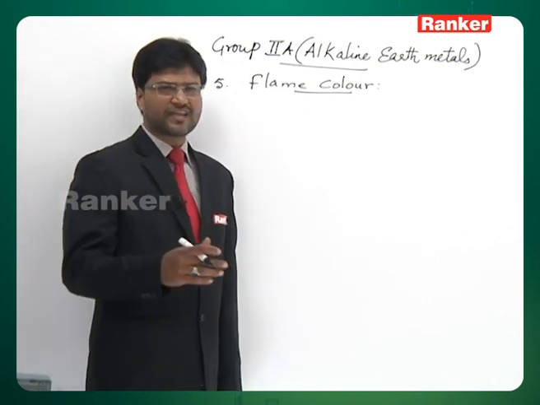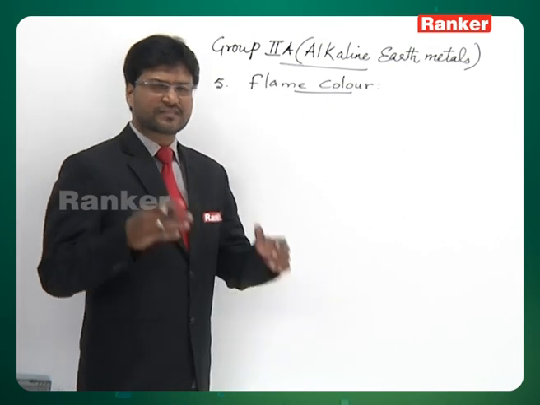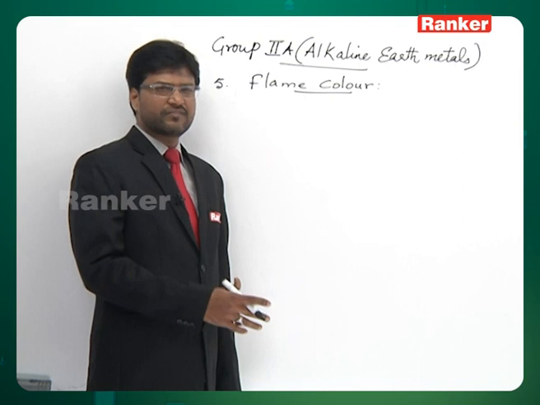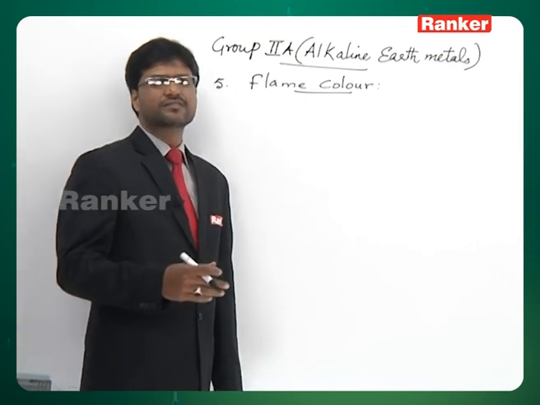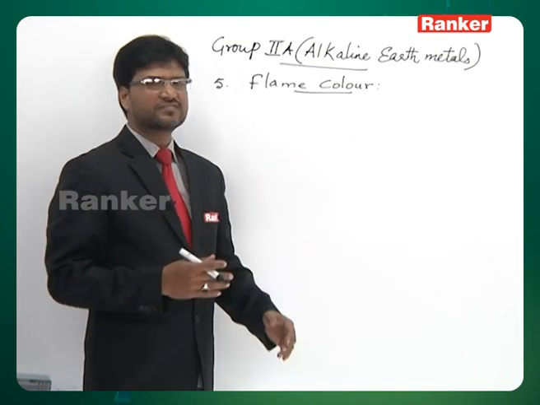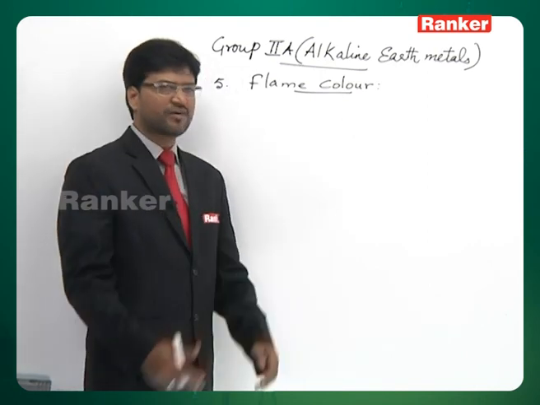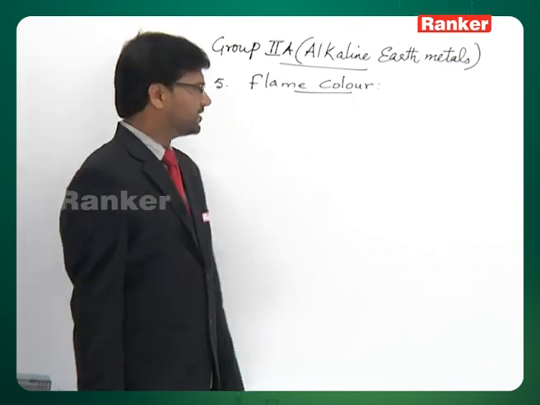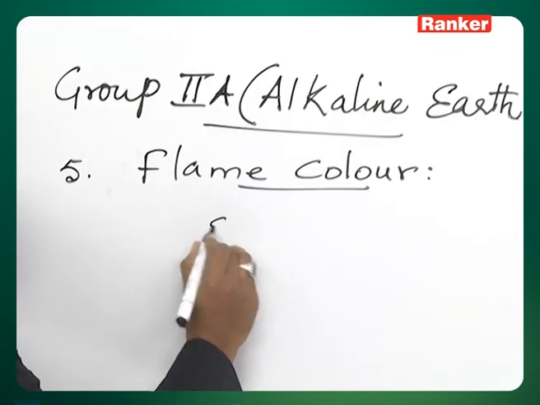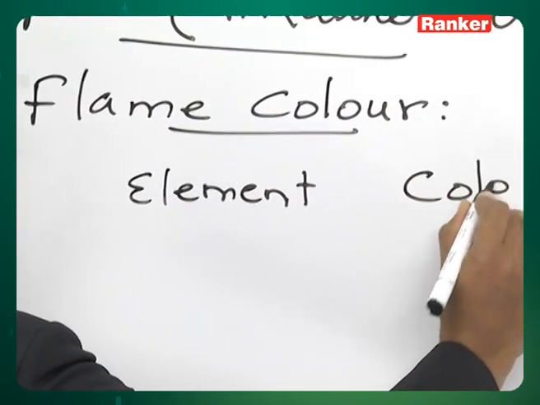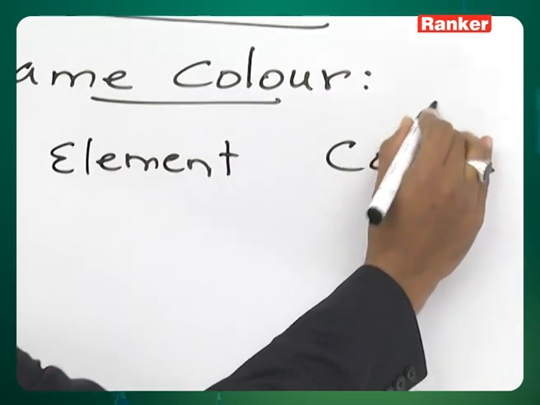The color arises, as I told you in the case of alkali metals, due to excitation and de-excitation of electrons. When it takes up heat from the flame and the electrons go into an excited state, they come back to the ground state and lose energy in the form of radiation and give wavelengths of characteristic color. Now, the colors are like this: flame colors.